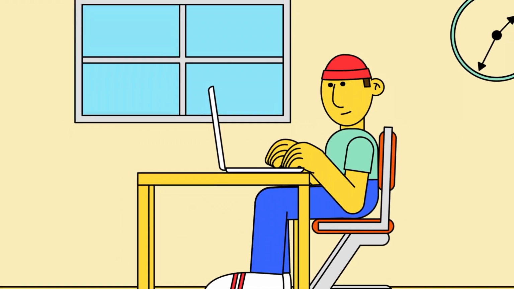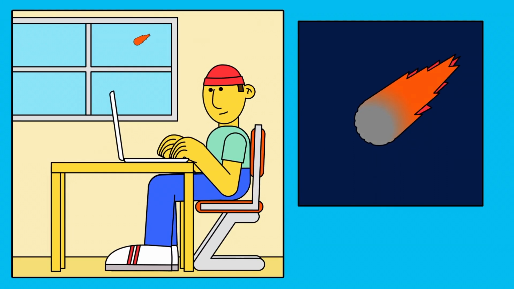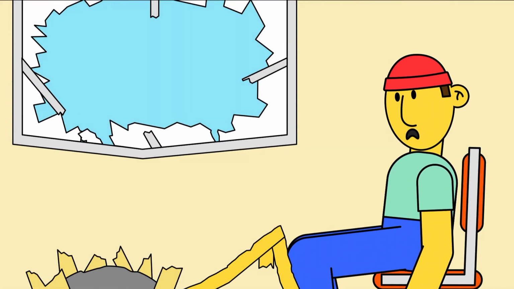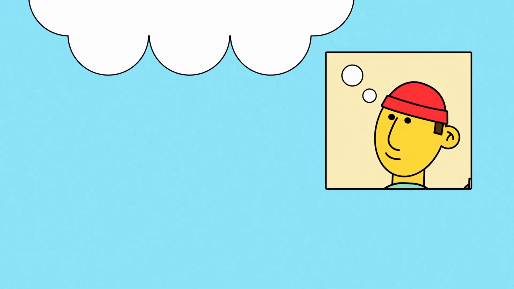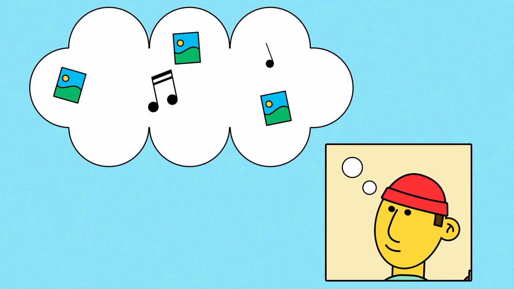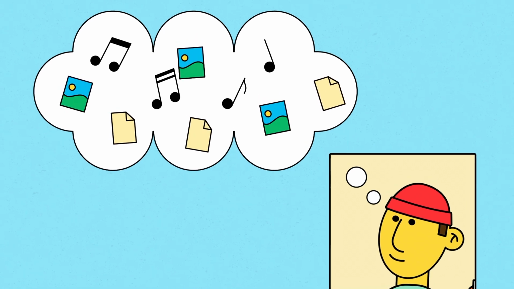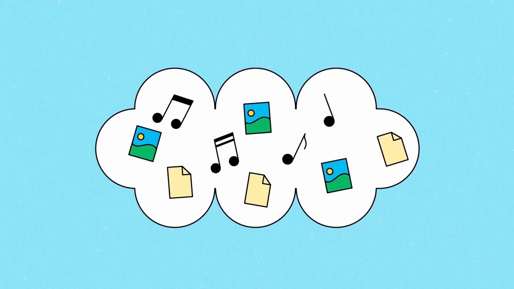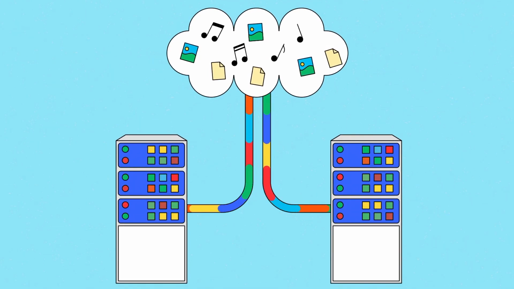So you're at your computer working on some important files. Suddenly, a meteorite bursts through the window and flattens the computer. But as you stare into the crater, you smile and think, at least my photos, music, and important documents are stored online in the cloud.